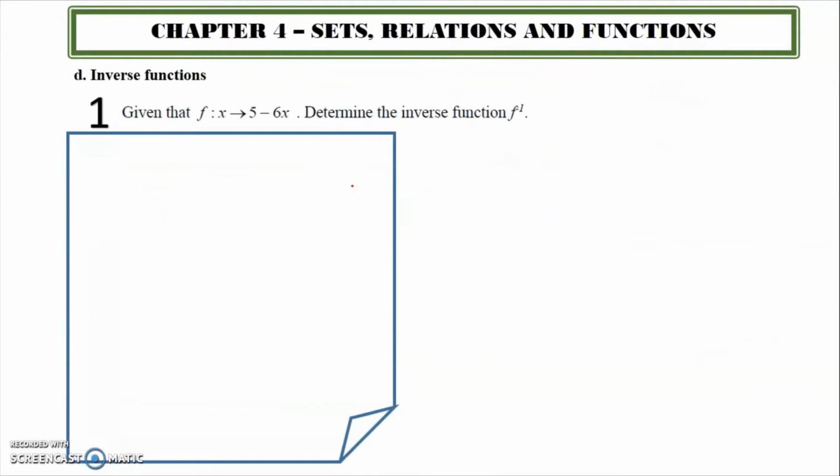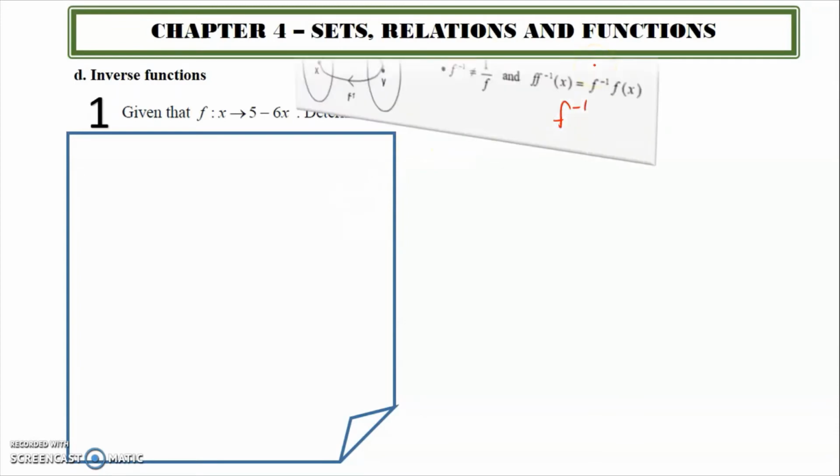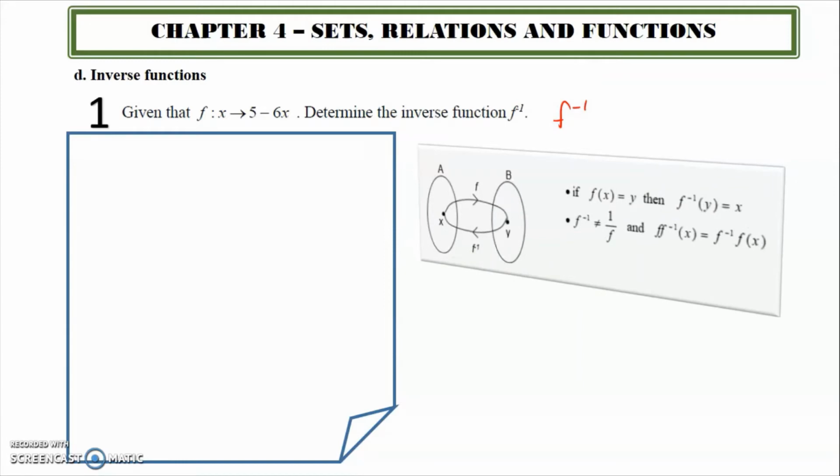The properties of function yang keempat adalah inverse function. So, simbol untuk inverse function adalah f kuasa negatif 1. Okey, ini adalah properties of inverse function. So, first kali sebelum kita buat inverse, kita kena tulis dua ayat ini. So, if fx equals to y, then f inverse y equals to x.